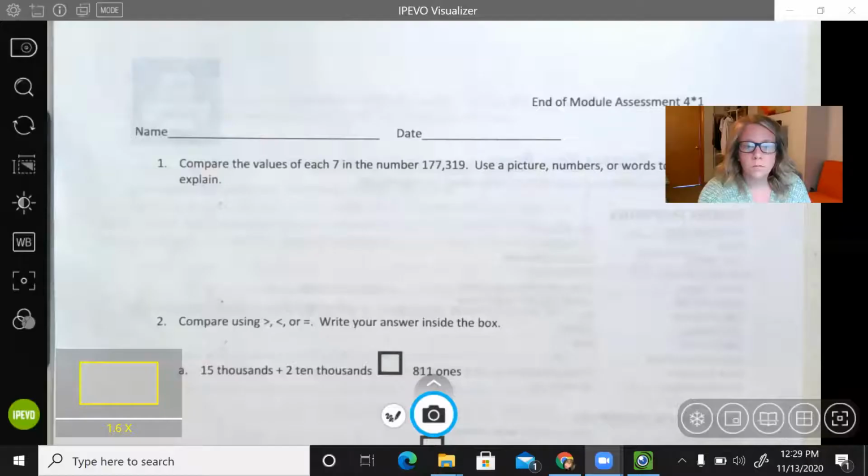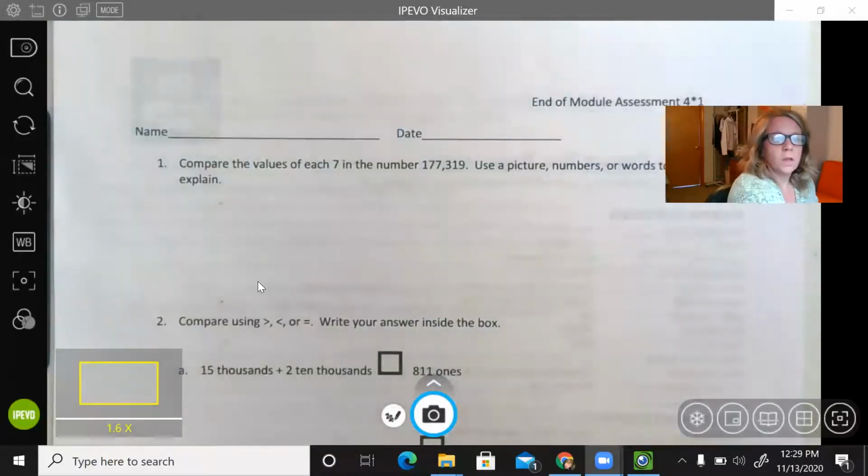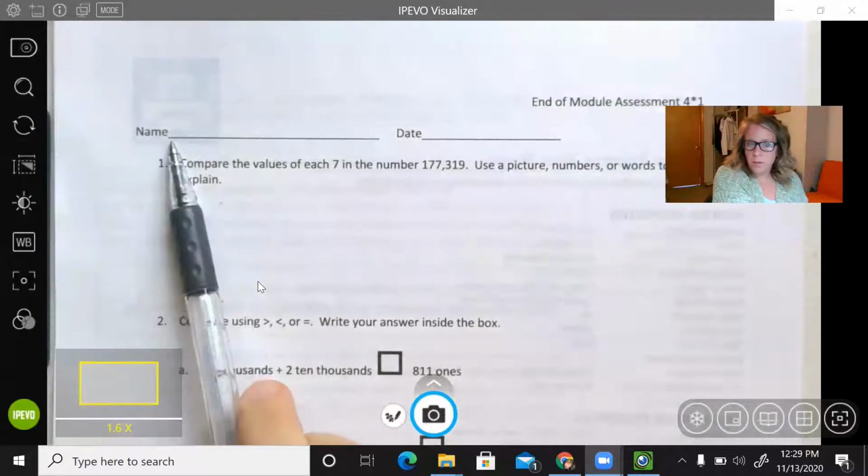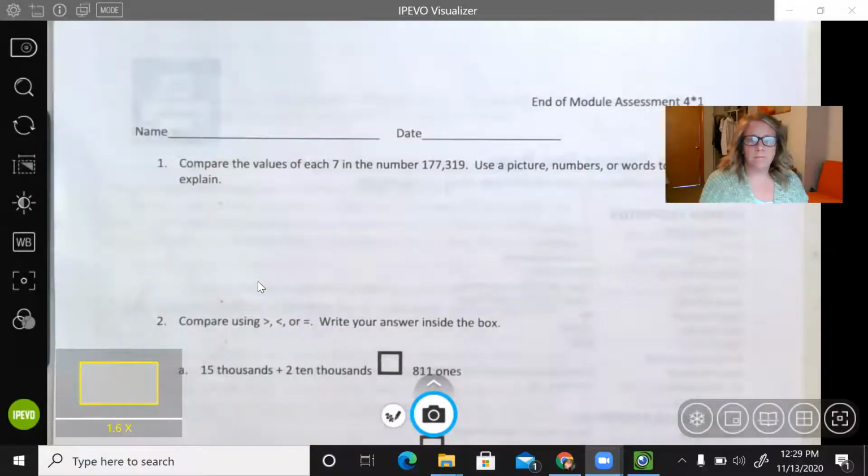Hi everyone. Today you're going to be completing the end of module assessment. So hopefully you printed off a copy of the assessment, and now we're going to go over it. First thing I want you to do is make sure you have your name and date.